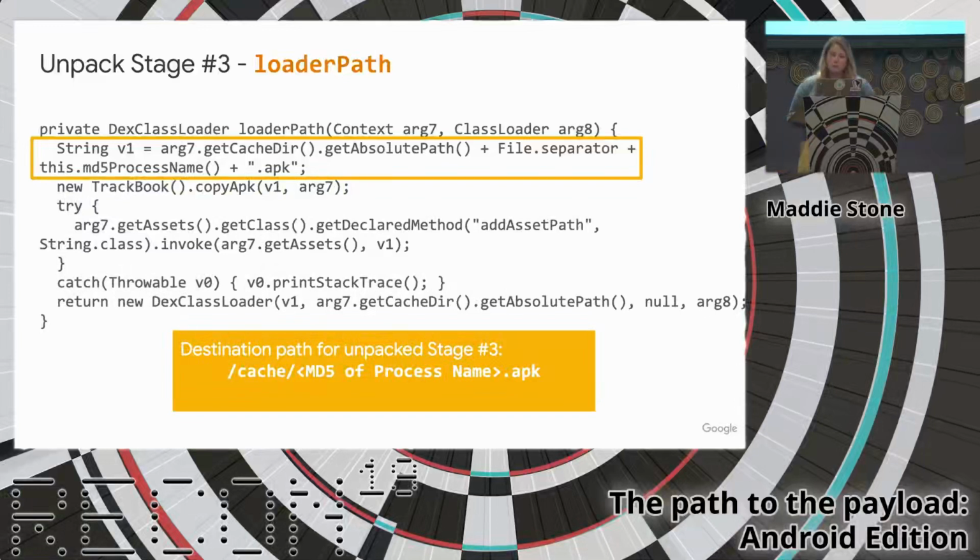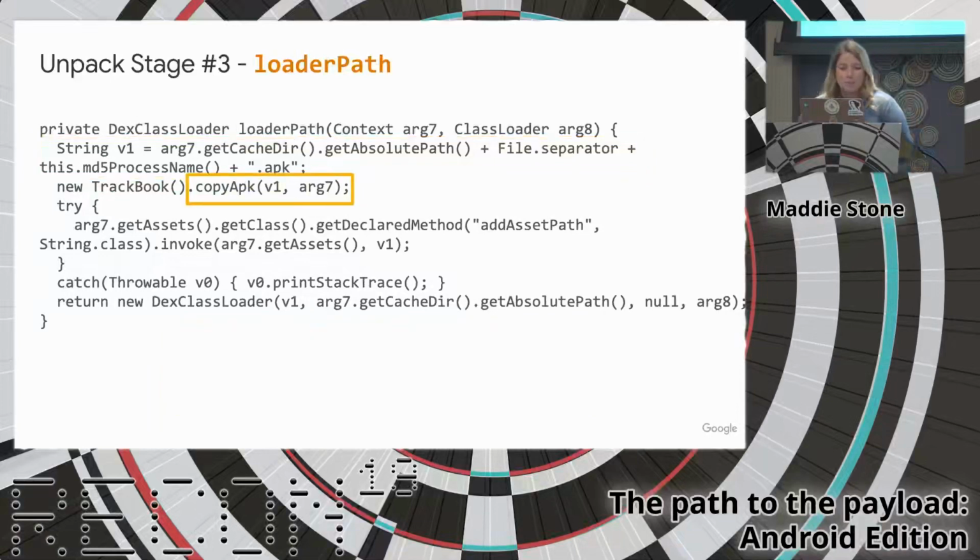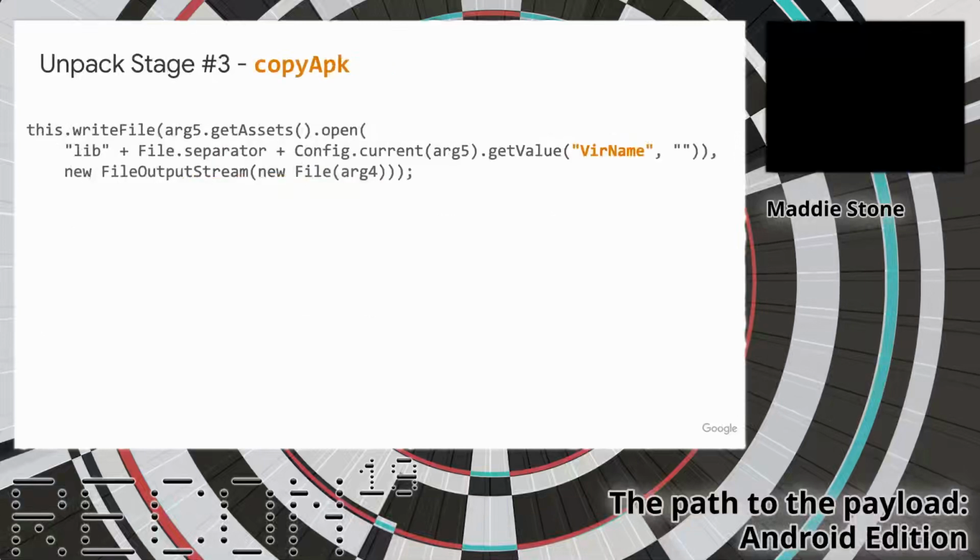And again, this time they're using another custom destination construction. It's not the same one we saw for stage 2, which adds another level of complexity to any signaturing or automatic detections. So what they're doing is writing this to the cache directory, and the name of the file will be md5 of their current process name .apk.